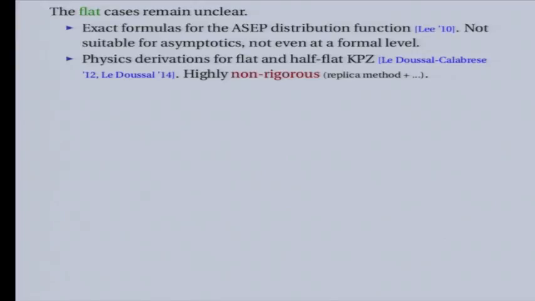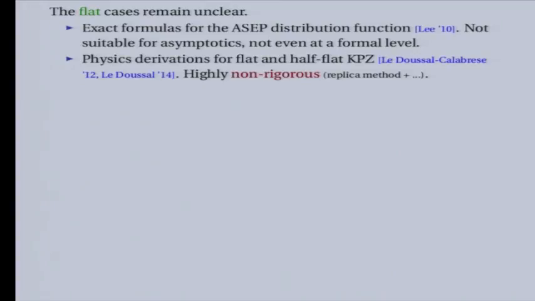But, and this is what I want to talk about, the flat case remains completely unclear. There's something about the flat case which doesn't want you to be... okay, maybe I should explain first what's known. There are two related works in the flat case.